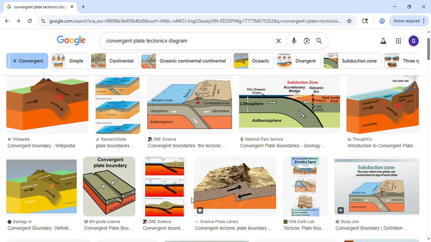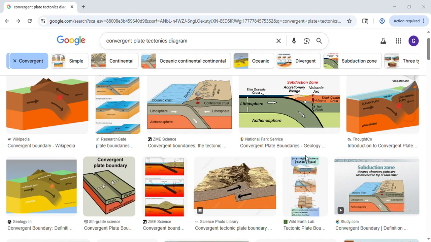So, have you ever looked at the map of the world and noticed how the coastlines of South America and Africa look like they could fit together? This jigsaw puzzle fit was the first clue to a revolutionary idea. While early scientists like Alfred Wegener talked about continental drift, it was the theory of plate tectonics in 1967 that finally explained the how and why behind the movement of the earth.